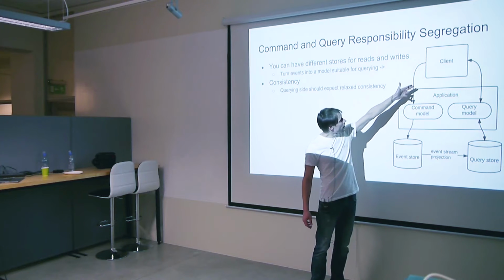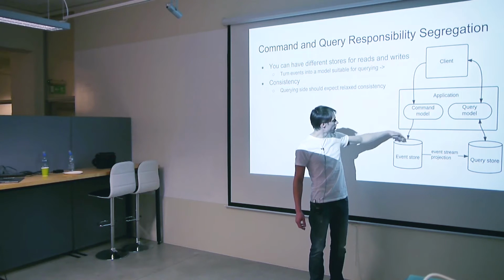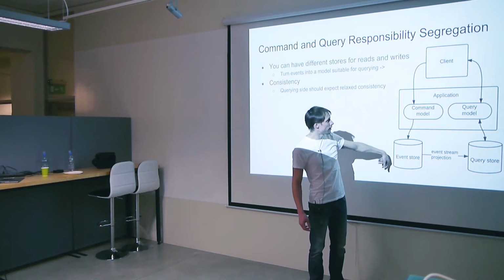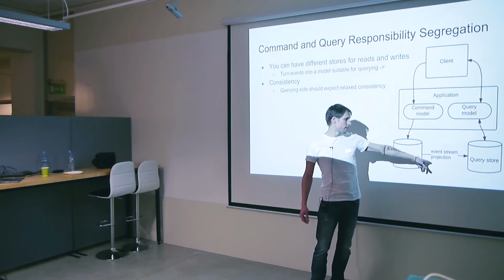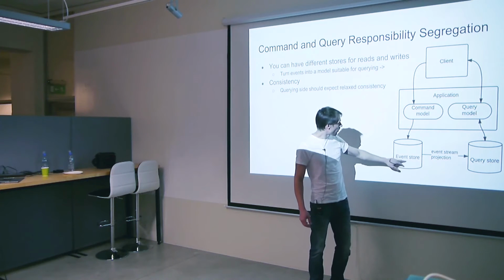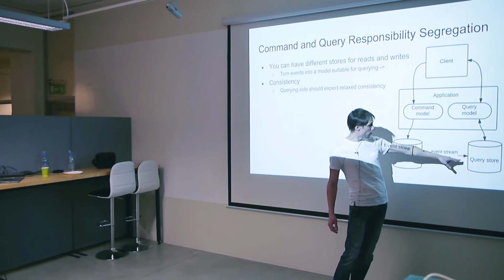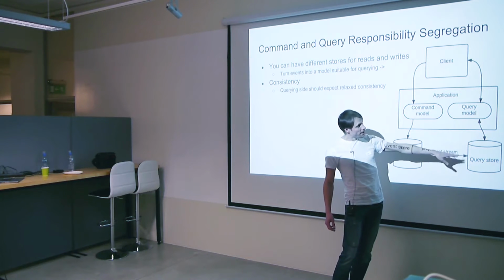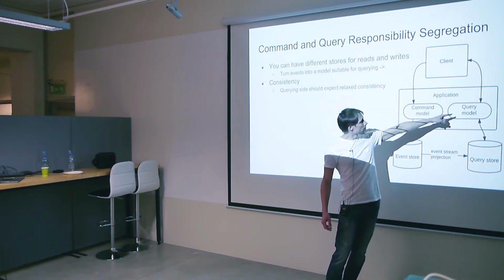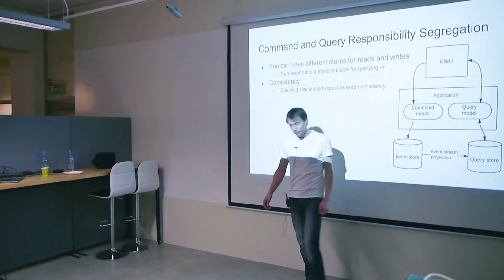So in this picture, the client issues commands which mutate state, and state mutations turn into events that get into the event store. That's it for the right side. Then, by some means, this is what Akka persistence deals with as well, the events get projected or streamed to the query store, which could be anything you like, and the client then uses the query model, which is totally different from the command model, to actually query data.